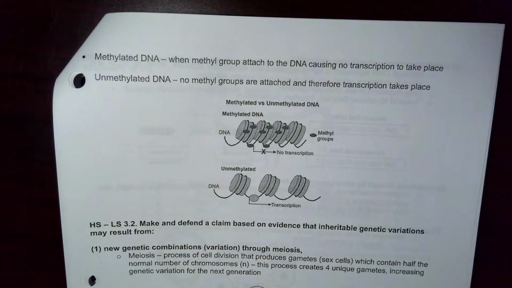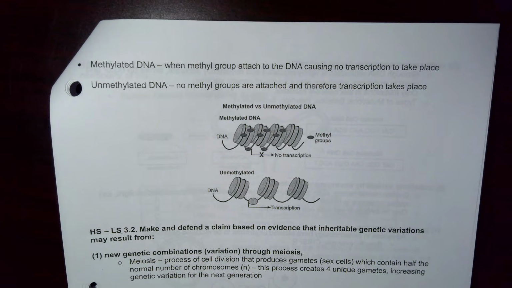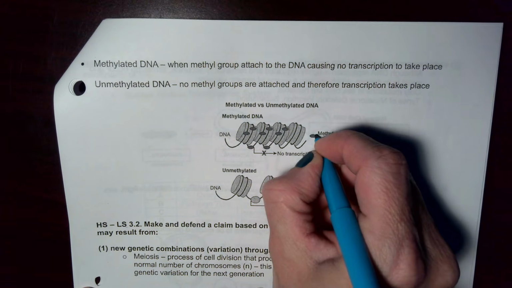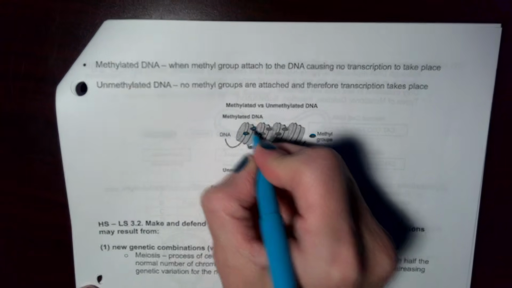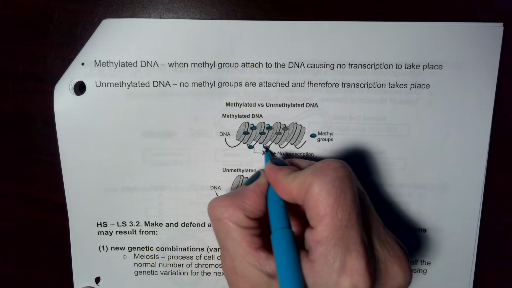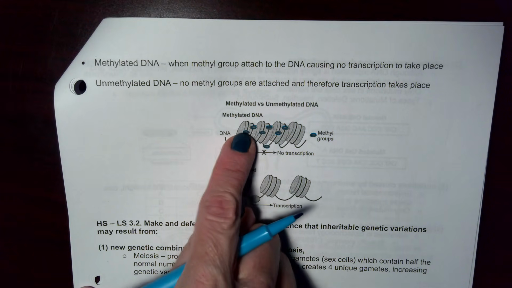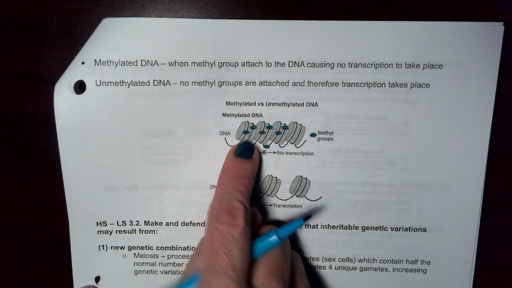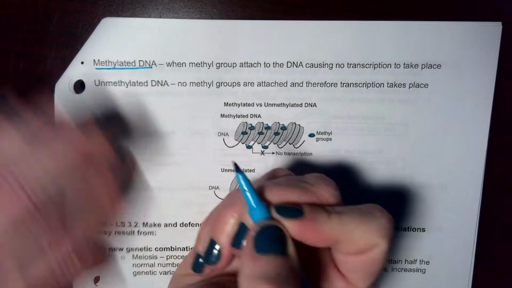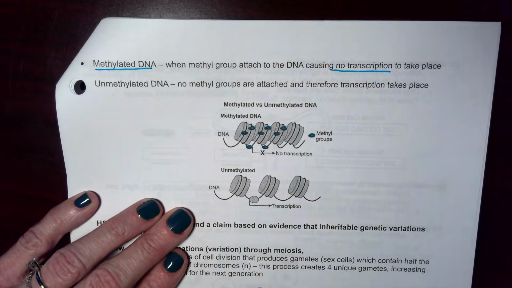The next page, I also took these images from a more recent Regents exam. Methylated and unmethylated have been on a few of the exams so far. For methylated DNA, they give you this image, they tell you that these are the methyl groups. Might your picture look different come Regents Day? Yes. Might they not ask this? Yes. But they have asked it on a few of them so far. Here are little tags that are on my DNA. When I have methylated DNA, I have no transcription.